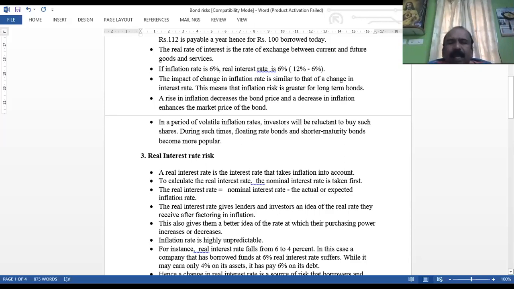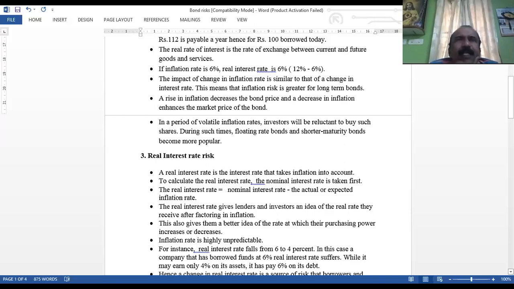So changes in price certainly affect the interest rate, and that will affect the bond price, over which the company cannot have any control. This means inflation risk is greater for long-term bonds. The higher the maturity period, the higher the inflation risk. A rise in inflation decreases the bond price, and a decrease in inflation enhances the market price. So when prices are increasing, the bond price will come down.